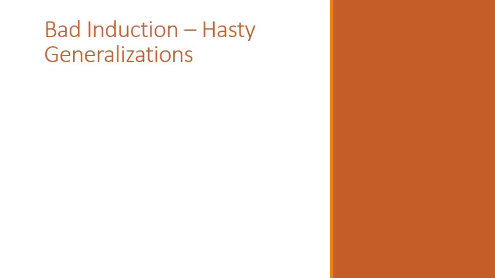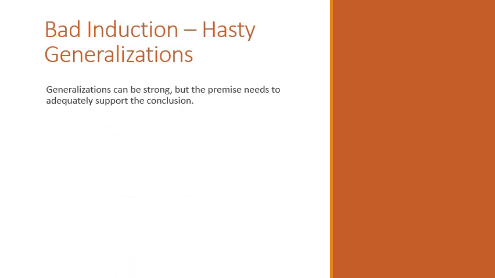Okay, so let's move on to the other kind of unacceptable premises, which are the bad inductions. There are two kinds of inductive arguments we're going to discuss here. One is generalizations, and the other is analogies. Generalizations, as I've mentioned, can be strong. There are good generalizations out there, but the premise of the argument needs to adequately support the conclusion. And what a generalization does is essentially generalize from a sample.